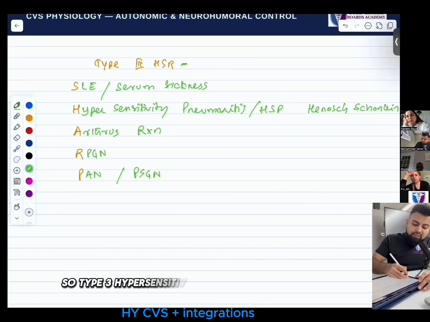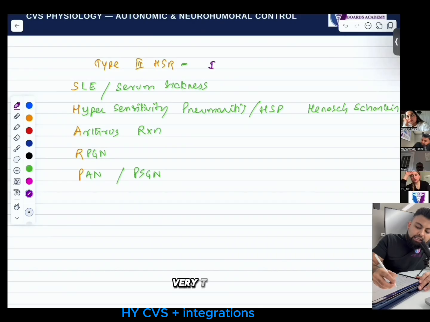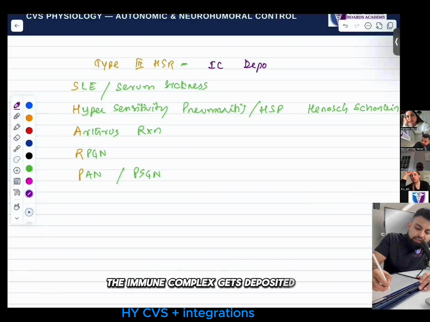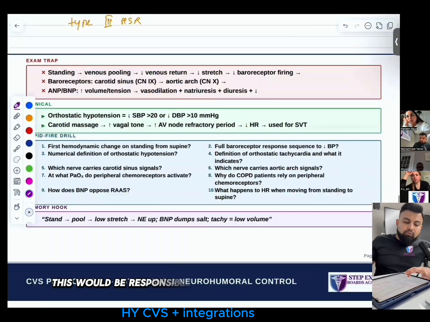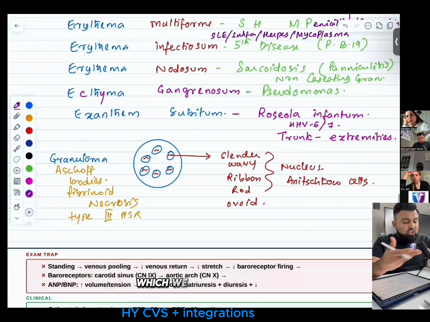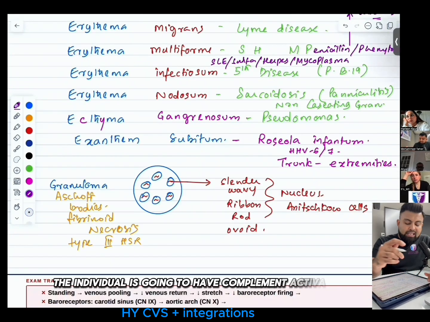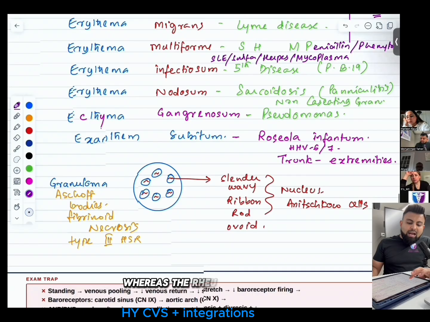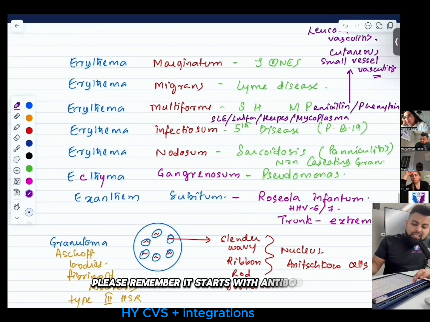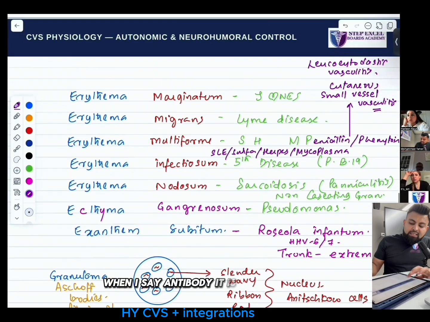So these are type 3 hypersensitivity reaction conditions, where the immune complex gets deposited. When the immune complex gets deposited, remember, this would be responsible for further immune response, such as complement activation and so on, right? So please remember, fibrinoid necrosis is seen in many of the type 3 hypersensitivity reactions. Whereas rheumatic fever, please remember, starts with antibody. When I say antibody, it is type 2.